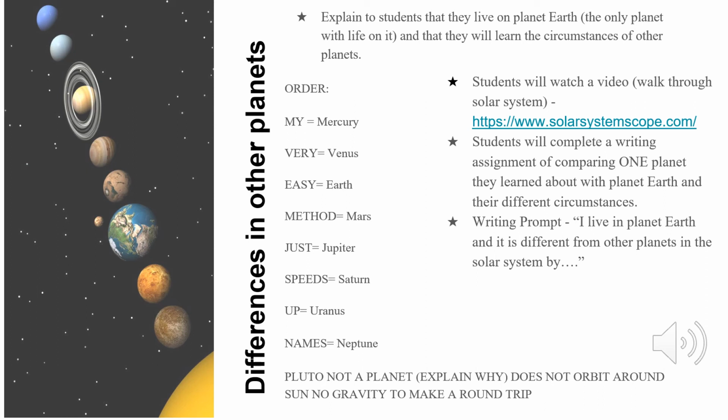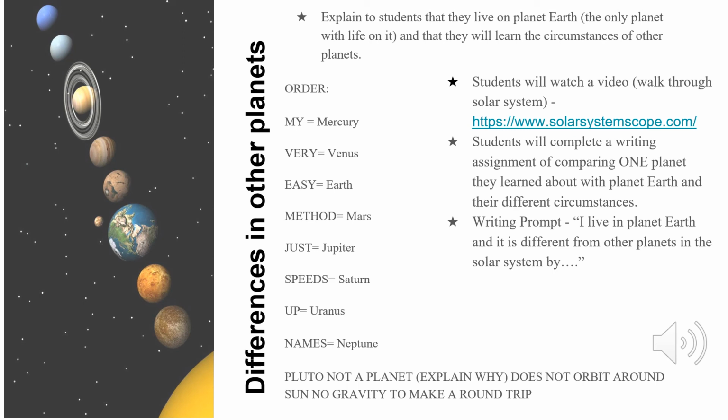Students will watch a video, which will be like a walkthrough of the solar system, where they'll be able to go on www.solarsystemscope.com, and they'll be able to see the temperature, the distance, the colors, the rings, any characteristic of the solar system and its planets. They'll be able to see it by clicking on them, and it'll give them all the information.